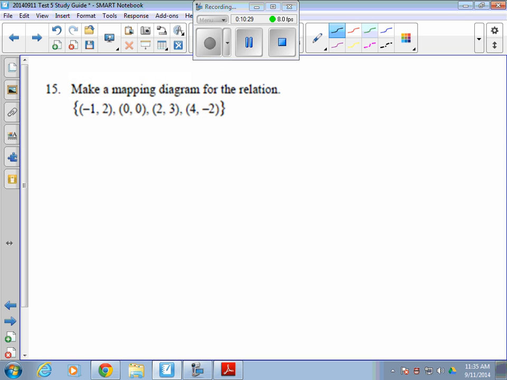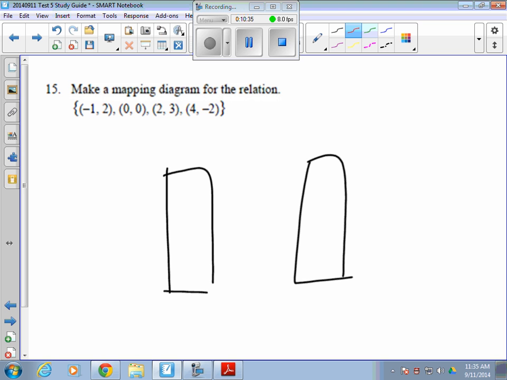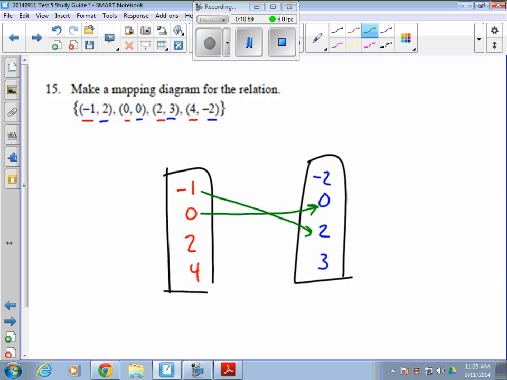Make a mapping diagram for the relation. So a mapping diagram is going to be your inputs and your outputs. Remember you always go in order x, y, so the inputs are negative 1, 0, 2, and 4. Then in your outputs you put your y values. So negative 2, 0, 2, and 3. When you show the relations, negative 1 goes with 2. So here. 0 goes with 0 there. 2 goes with 3. And 4 goes with negative 2. There's a mapping. Some people use ovals, but that means the same thing.